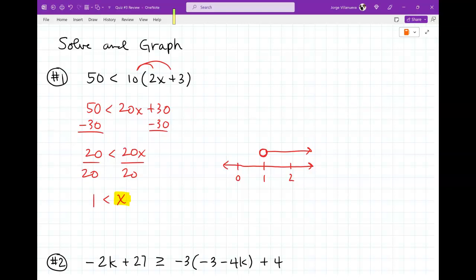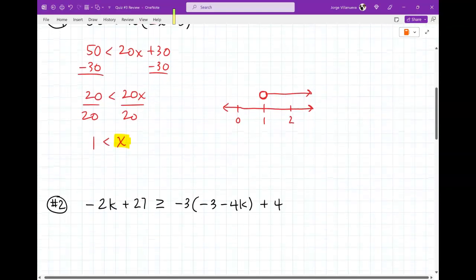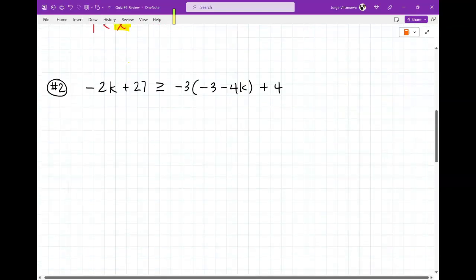Okay? So there's your first answer, 1 less than x, and then there's a picture there. Okay? Any questions on that one? So just pay attention to where the letter is, because it's important. If it's on the left side, then follow the arrow. If it's on the right side, you got to go the opposite way.